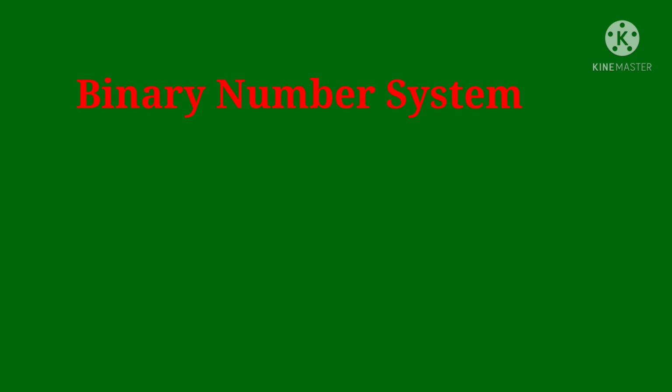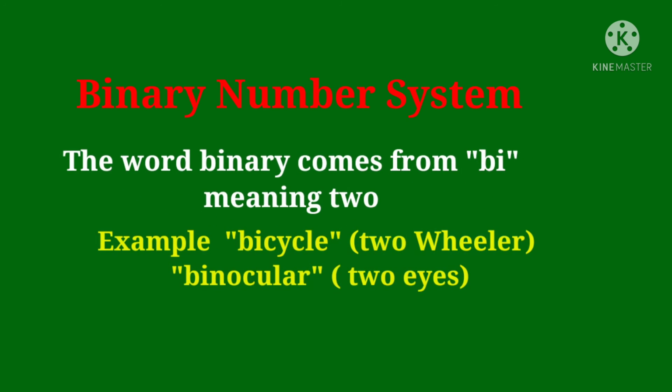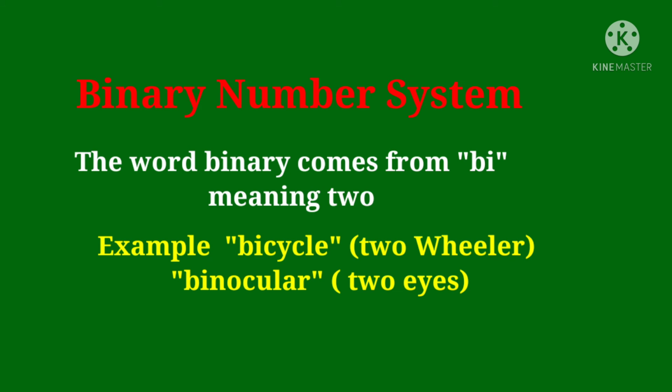Next, the binary number system. The word binary comes from bi, meaning two. In other words, you can say a bicycle means two wheels, and binocular means two eyes.